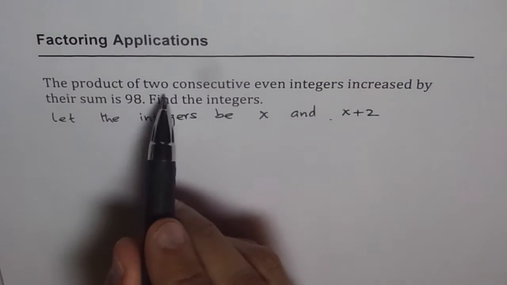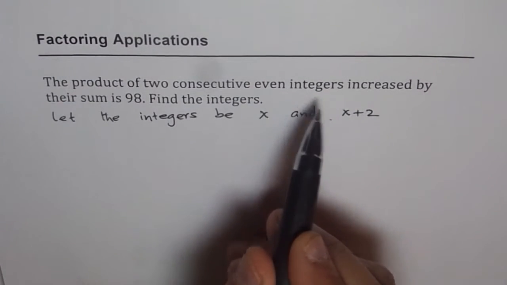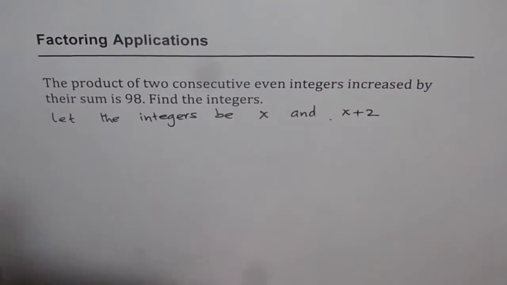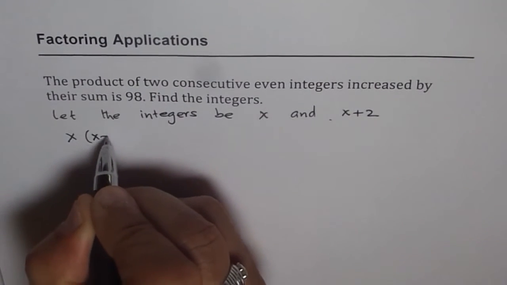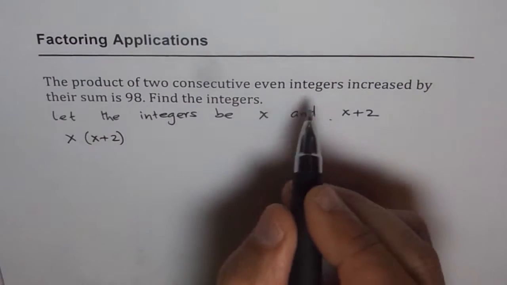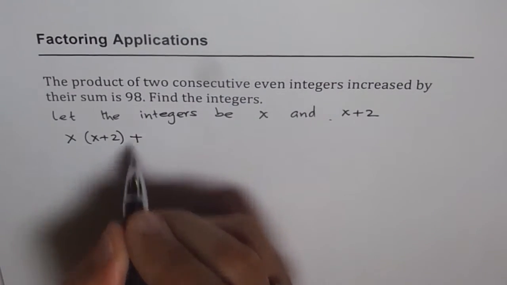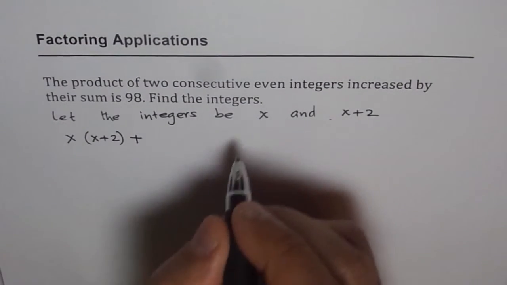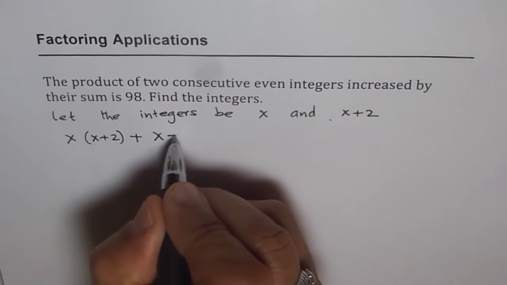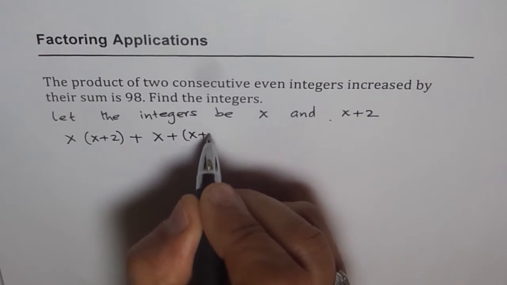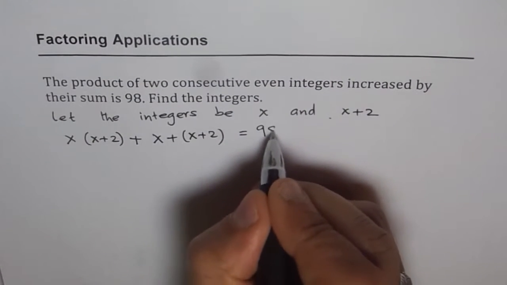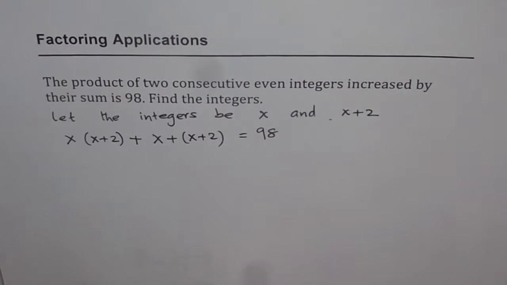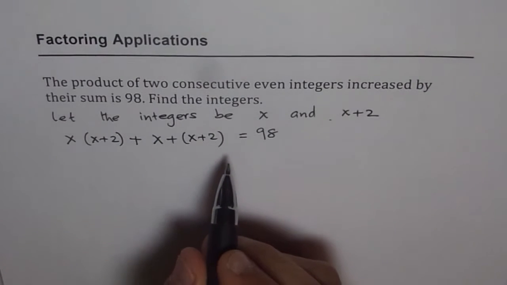The product of two consecutive even integers increased by their sum. So what is their product? Product is x times (x plus 2), increased by, that means add, their sum, which is x plus 2, is equal to 98. So that is how you get your equation. This is an equation in one variable.